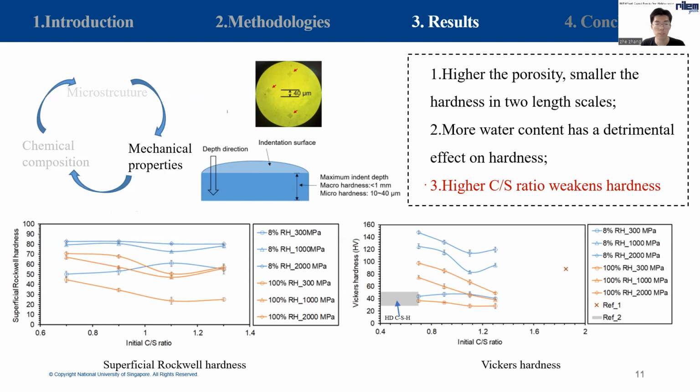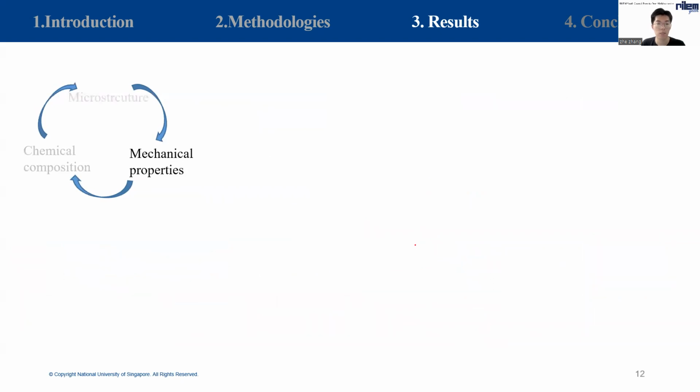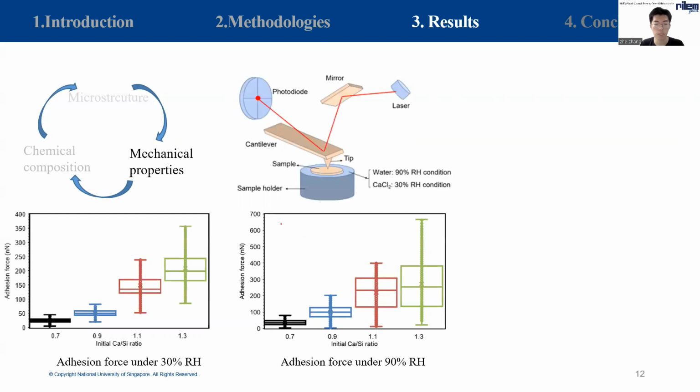The changing regulation of hardness at macro and micro scale is almost the same, which reflects that hardness at the two length scales is consistent using this sampling method. In order to explain the influence of calcium silicate ratio on the hardness, the surface forces at nanoscale were measured using atomic force microscopy.